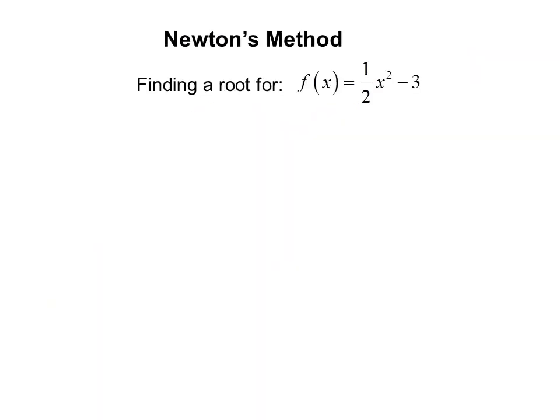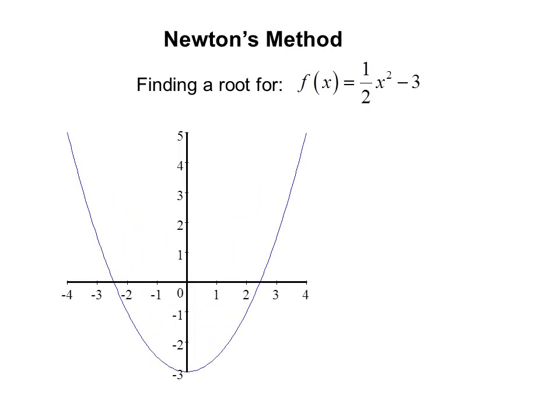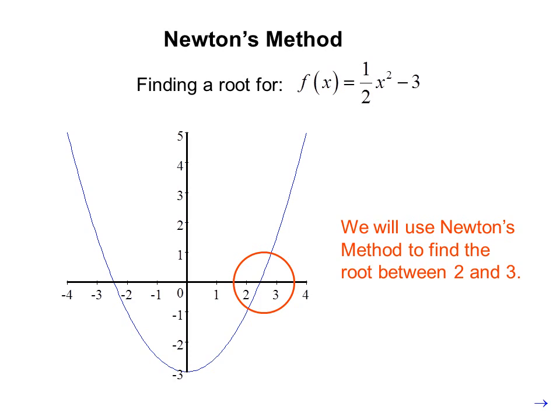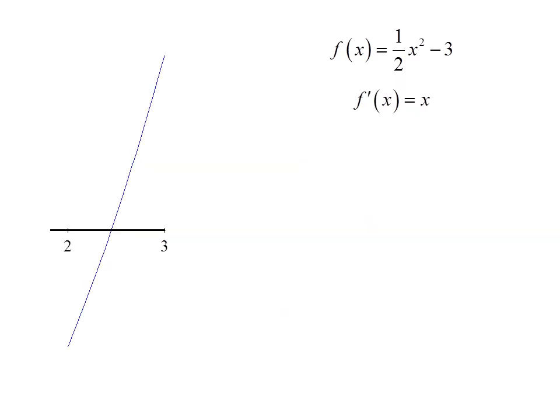Newton's method, finding a root for f of x equals 1/2 x squared minus 3. We'll use this as our example. We will use Newton's method to find the root between 2 and 3. So I zoom in, and I have f of x equals 1/2 x squared minus 3, and I find the first derivative, f prime of x equals x.